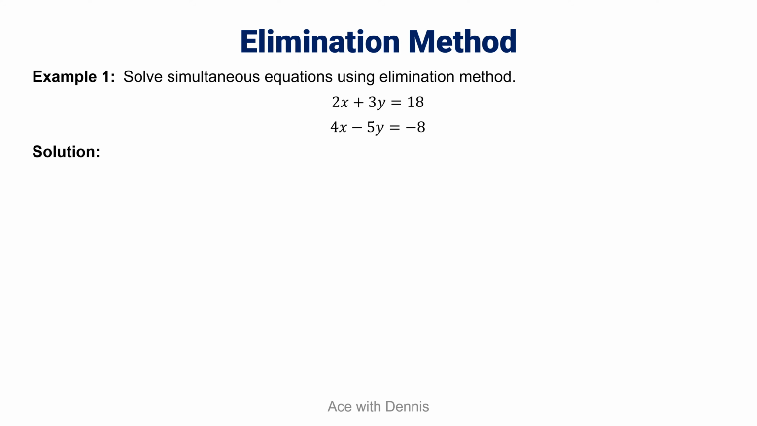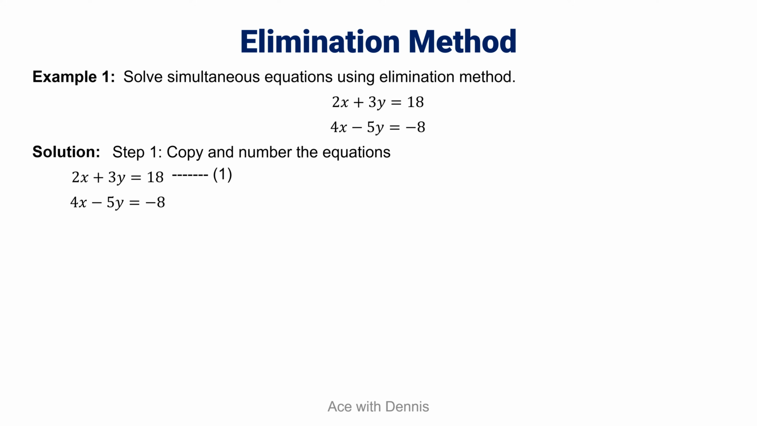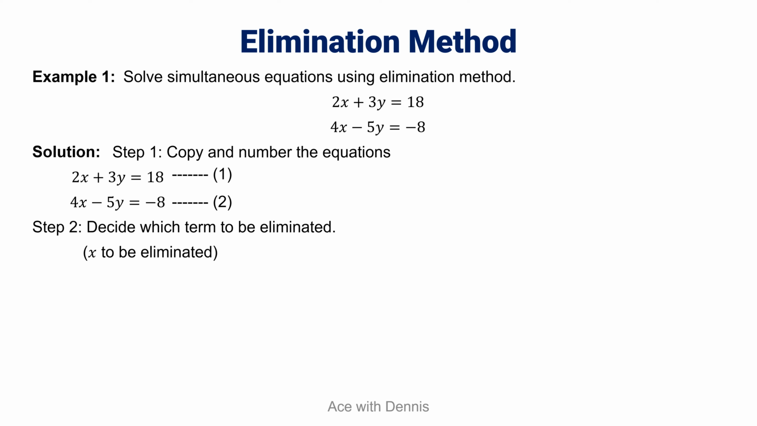And here's the solution. We have a few steps to follow. Step 1, we copy and number the equations again. This is the first equation, this is the second equation. I would say this is equation number 1 and this is equation number 2. Now the next step, step number 2, we want to decide which term to be eliminated. For this case, I want to eliminate x.